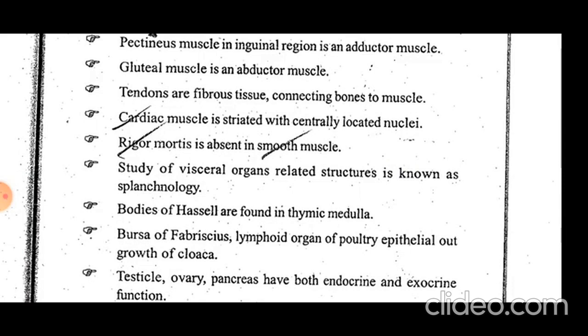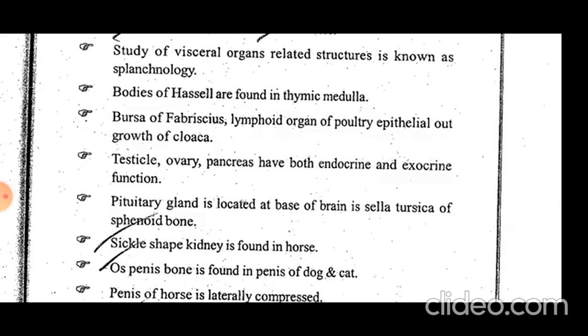Bursa of Fabricius is the lymphoid organ of poultry, and in actual it is an epithelial outgrowth of the cloaca. Testes, ovaries, and pancreas have both endocrine and exocrine function. The pituitary gland is located at the base of the brain, in the sella turcica of the sphenoid bone.